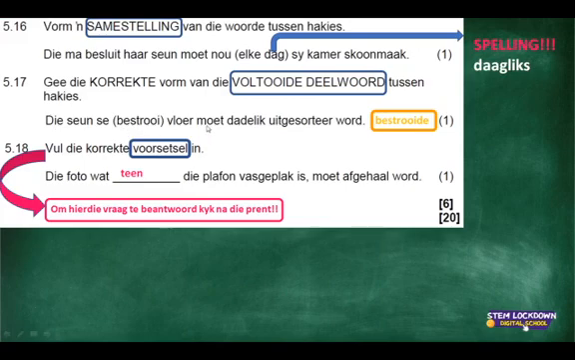Okay, just look at the answer of the previous one. Die seun se bestrooivloer moet dadelik uitgesorteer word. So the word bestrooi actually means sprinkled here. Okay, so messy floor, messed up floor. So we're not going to add a ge in this case because my word already starts with be. Remember that past tense rule that says when a verb starts with be, ge, her, ont, ver, mis, it never ever gets a ge. So the same rule applies here. We are only going to add a de at the end of the word to make it into a participle. So my answer is going to be bestrooide.